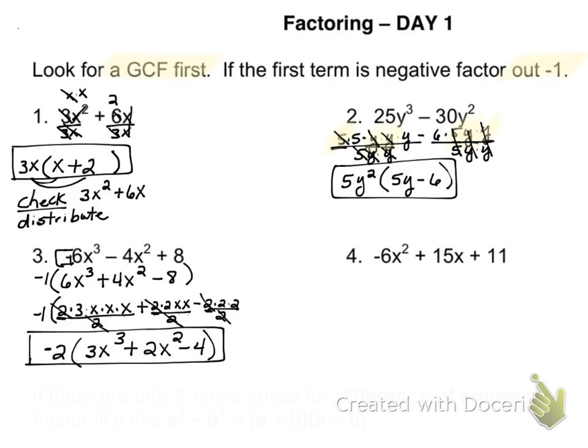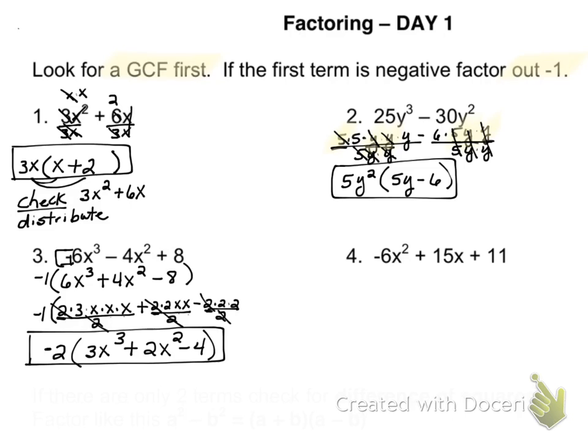Okay, look at number 4. This is the last one. They don't really have anything in common. 6 is 2 times 3, 15 is 3 times 5, and 11 is 11 times 1. And this has 2 x's, this has 1 x, and that doesn't have any x's.